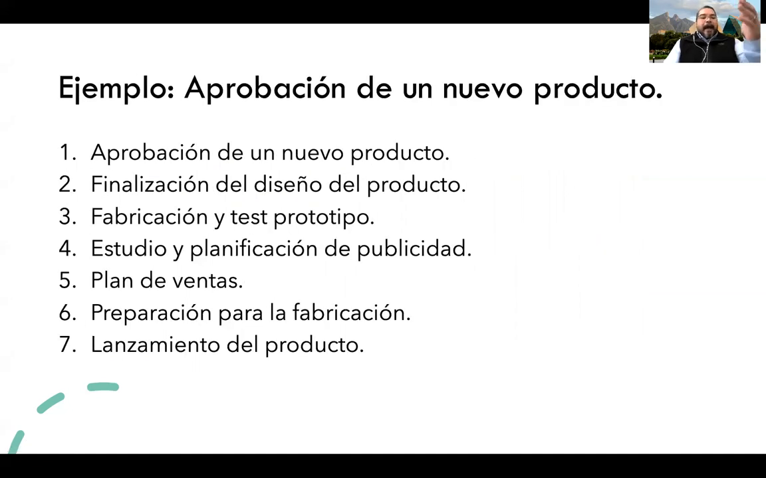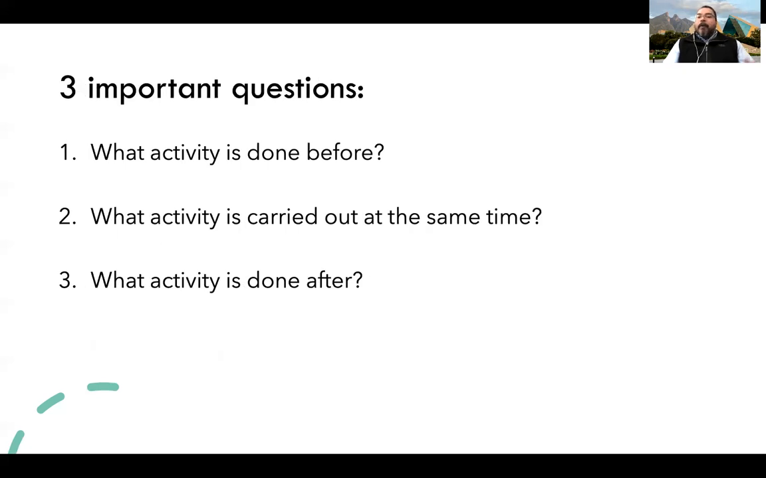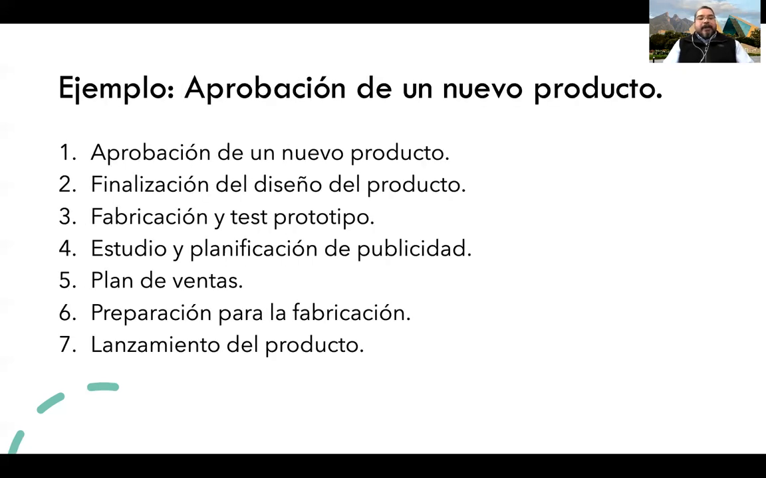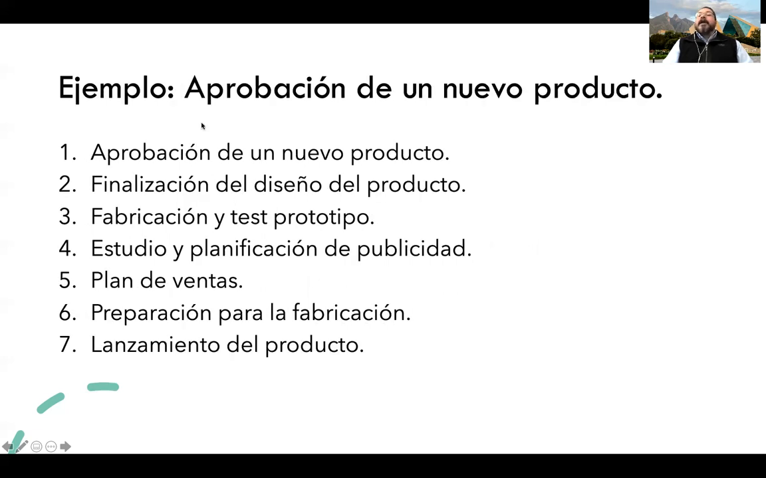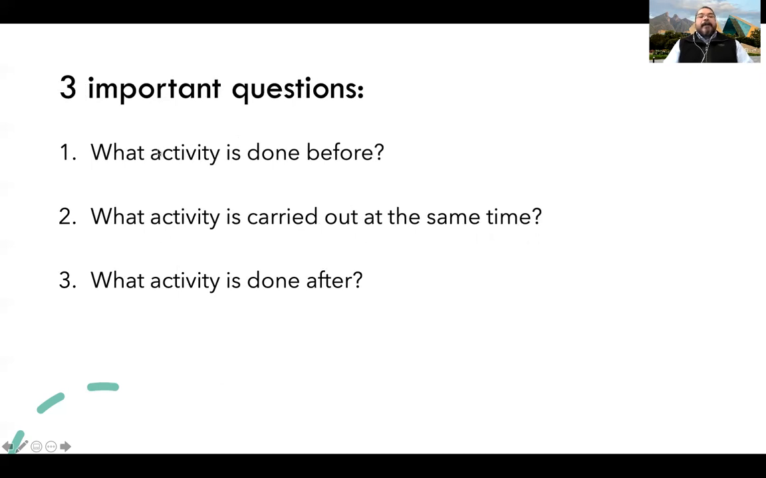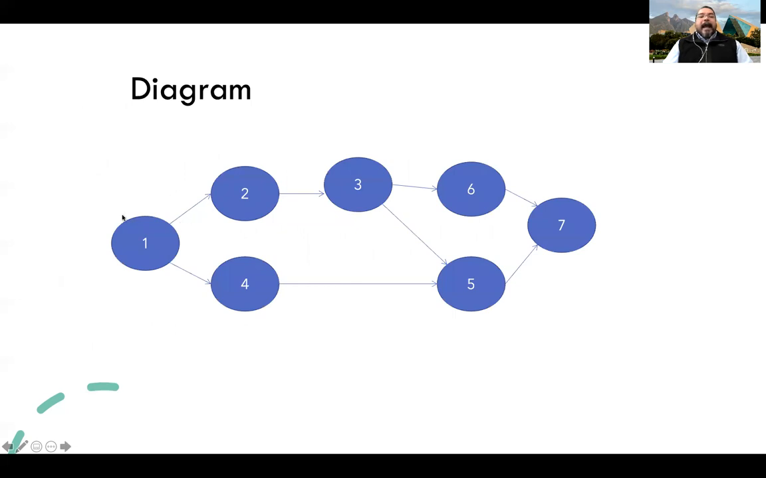This is, for example, a set of activities. We need to analyze for each activity what activity is done before, what activities are carried out at the same time, and what activity is done after. So from this set of activities, I take number 1, and I ask myself: what activity is done before? What activity is carried out at the same time? And what activity is done after? So finally, I have this type of diagram.